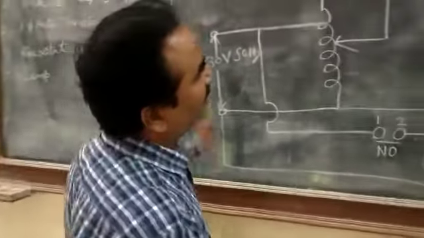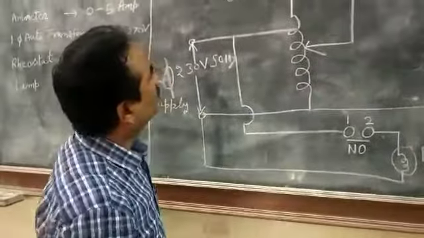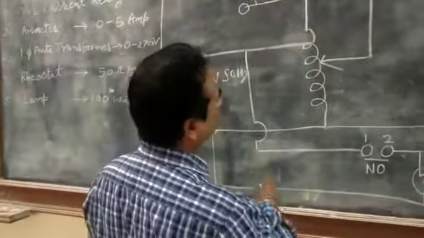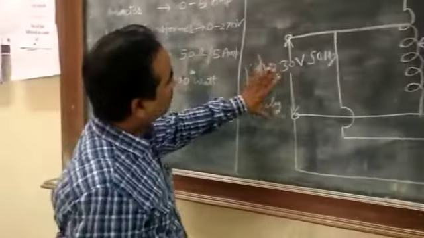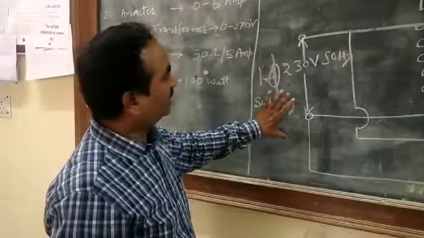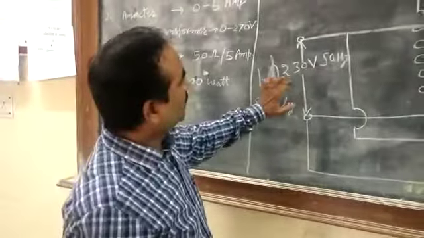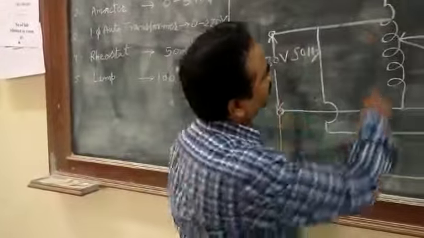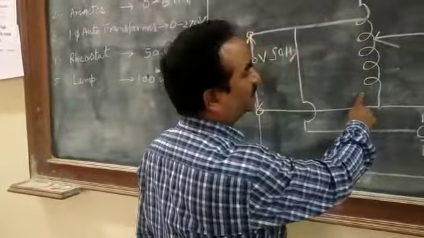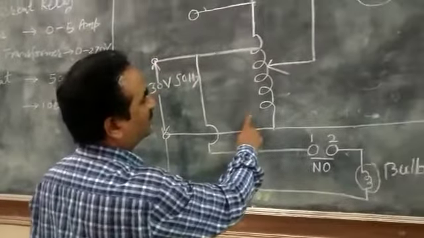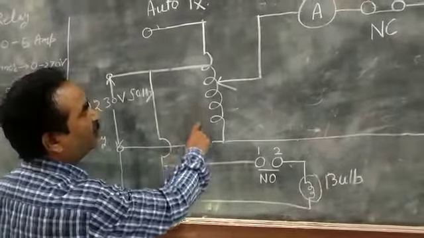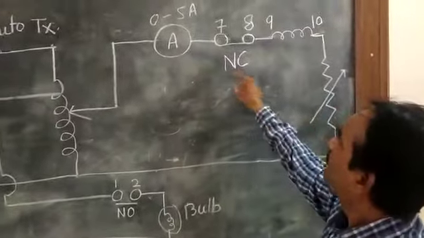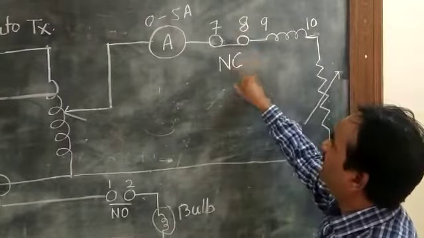So here this is the circuit diagram of overcurrent relay. So these are the different parts of overcurrent relay. So very first, this is the single phase AC supply, 230 volt 50 Hz single phase AC supply. This is the auto transformer, single phase auto transformer, 0 to 270 volt AC. This is ampere meter. This is the connection of relay, NC connection.